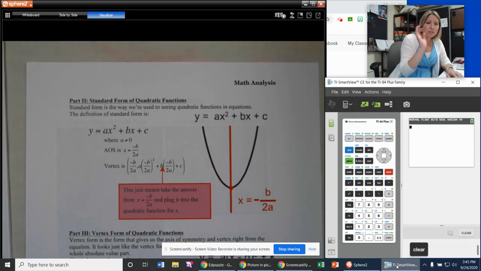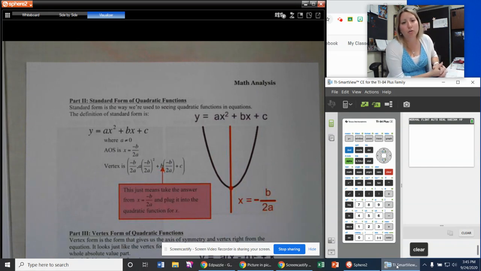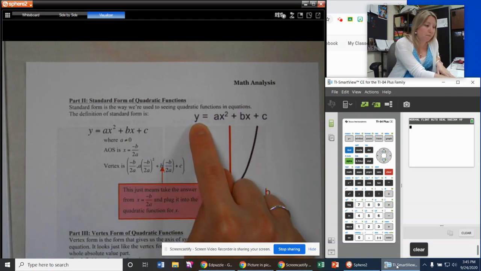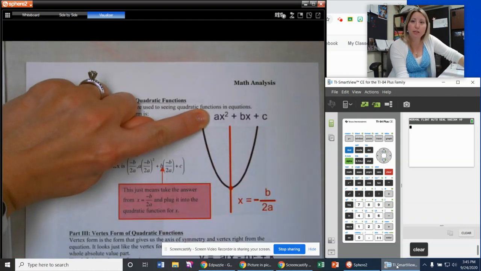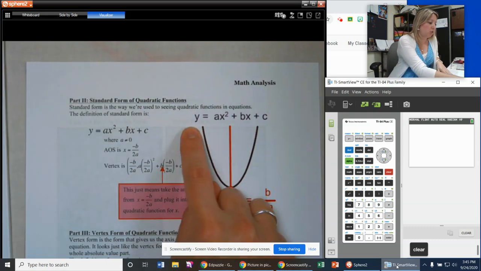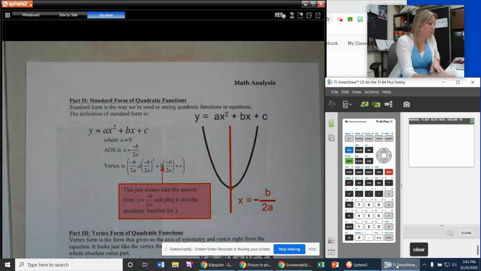Alrighty, let's start with standard form. Standard form of a quadratic function is likely the one you're most familiar with, which is the ax squared plus bx plus c, right? So y equals makes it the function. If you just have this, you've got just the polynomial part of it, but you have this, you have two variables, you have the function.